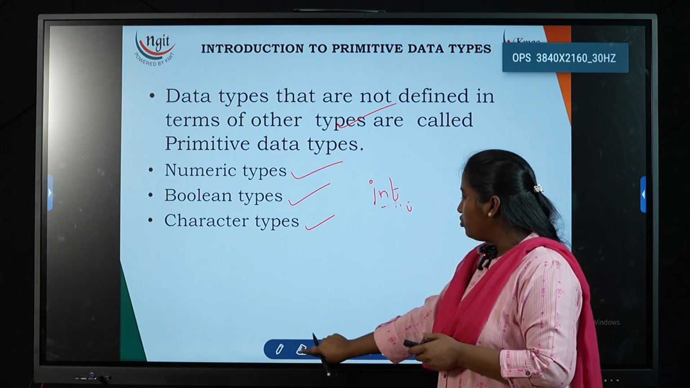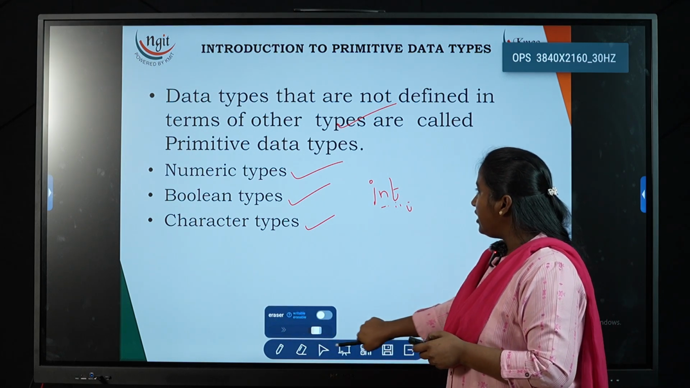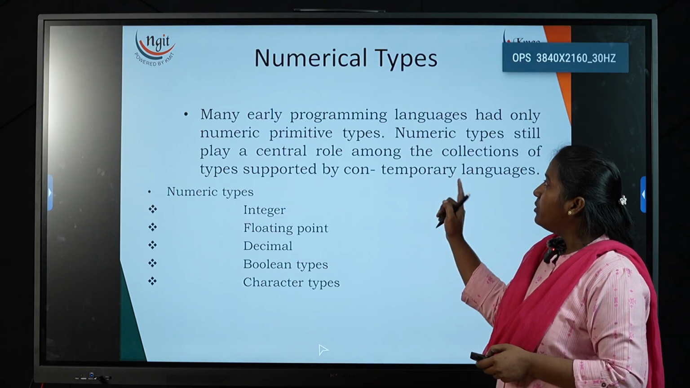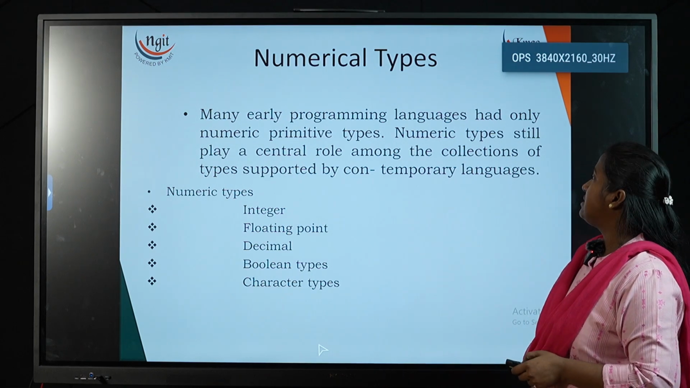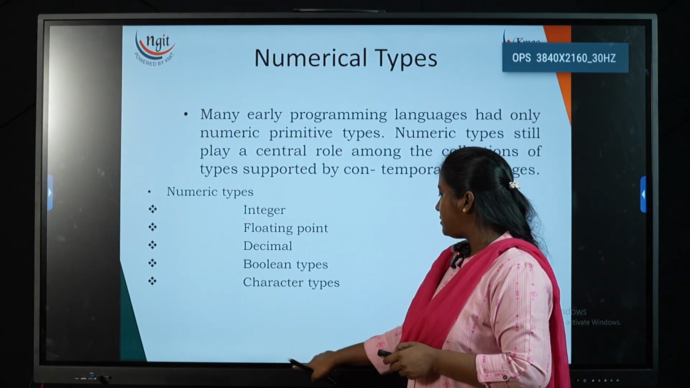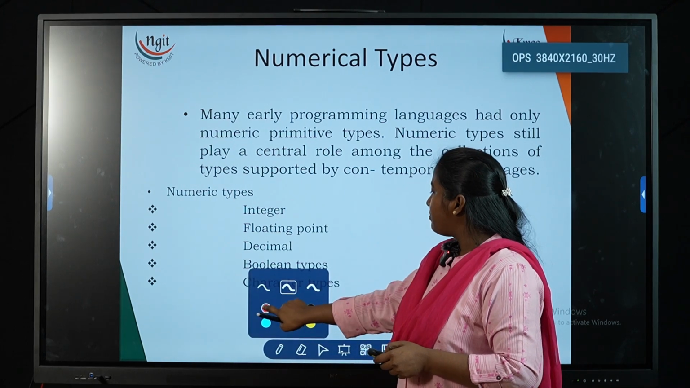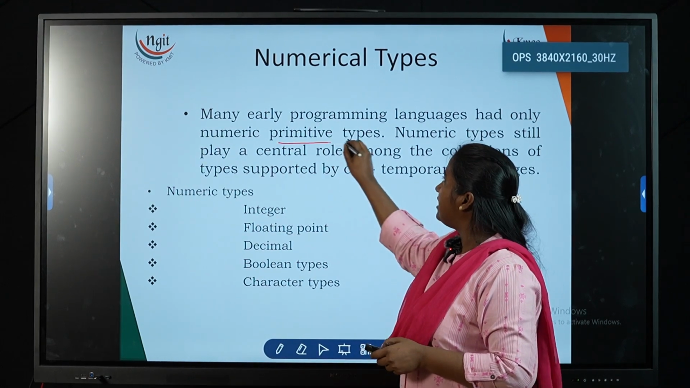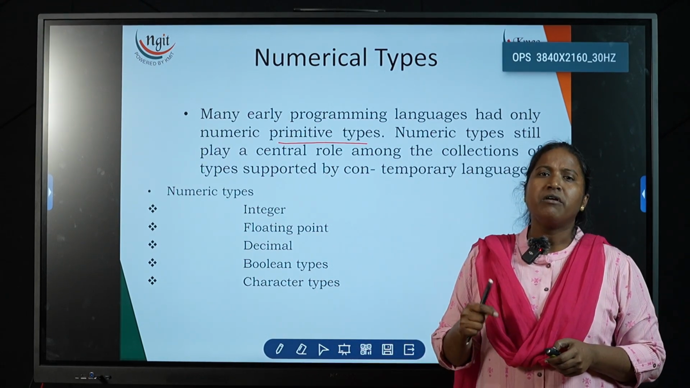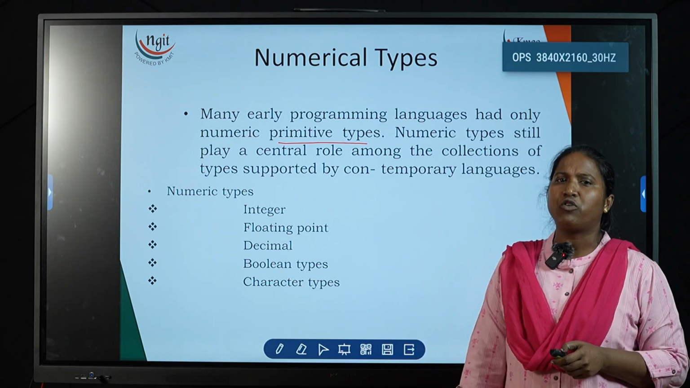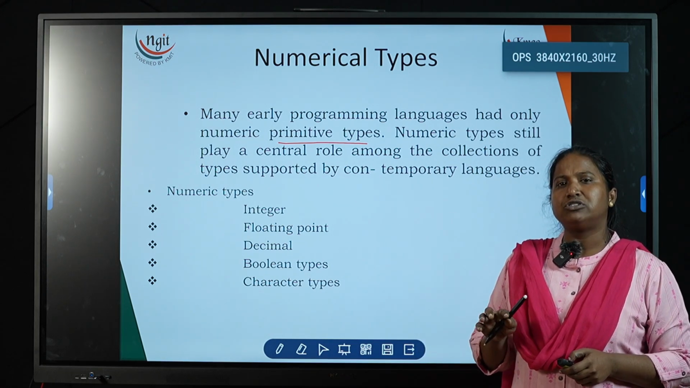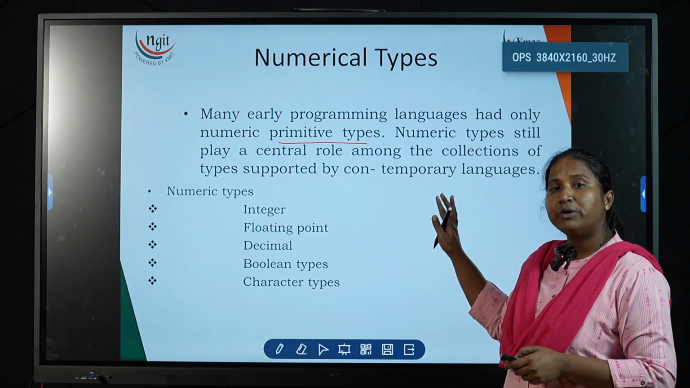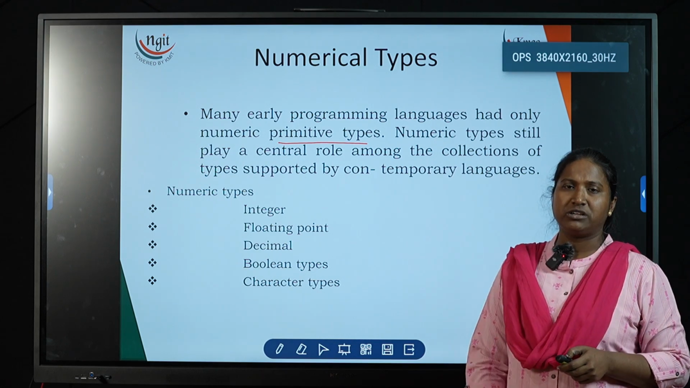Let's talk about numeric types. Many early programming languages had only numeric primitive types. The first major programming language, Fortran, allowed only primitive data types to define any kind of program when you wanted to take a value and perform a set of operations on it. Not only Fortran, the other programming language, Algol, also takes numeric predefined data types into consideration.